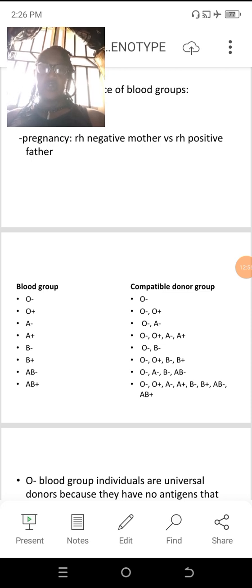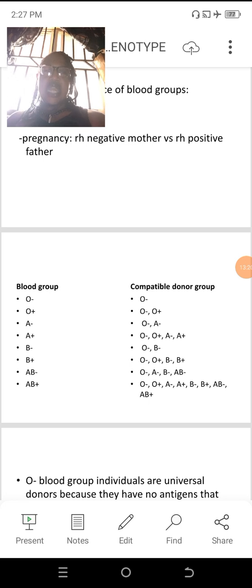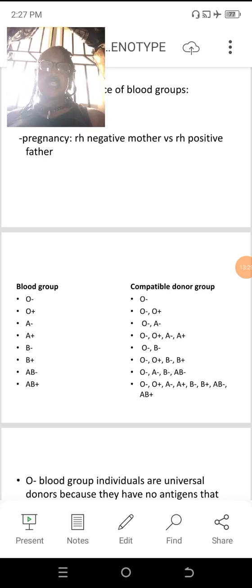So if you go through that, you see that those who are negative can only receive negative blood. Look at O negative, look at A negative, look at B negative, look at AB negative. You see that they can only receive blood from individuals who are also negative. Otherwise, if you transfuse them with positive blood, they will have serious transfusion reactions, which I must emphasize again, can lead to their deaths.